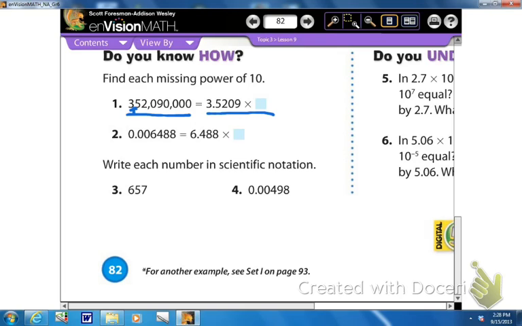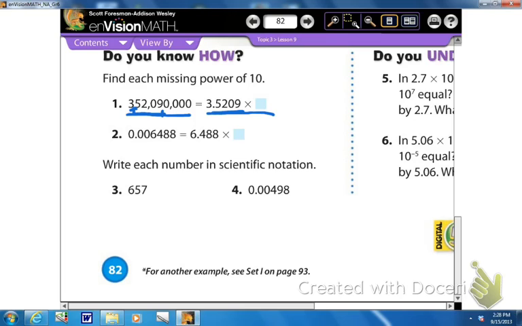Notice that they write down all the numbers to the right of the decimal until the rest are just zeros. So they write all the way to the 9. They have to write that 9 in there because it has value, so they have to keep the 0. So they write 3.5209. Now they want you to tell what power of 10 it is.